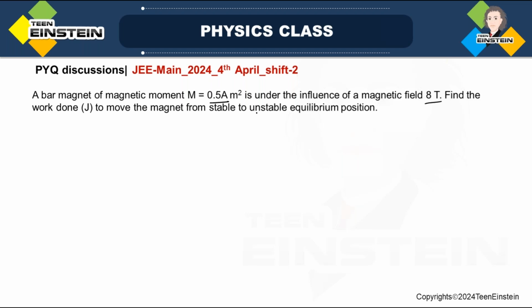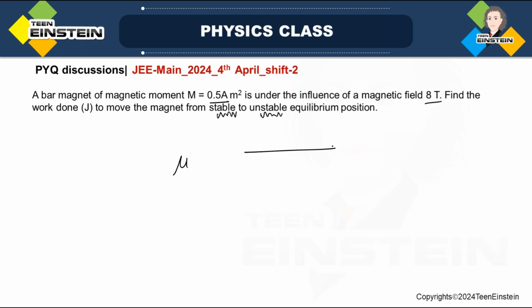To solve this problem, we need to know what is the position of stable and what is the position of unstable equilibrium. In case of electric dipole moment also we had seen this kind of question. So whenever a magnetic dipole having magnetic moment mu is placed in magnetic field and rotated by an angle theta.